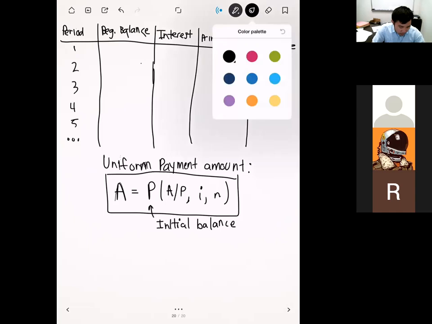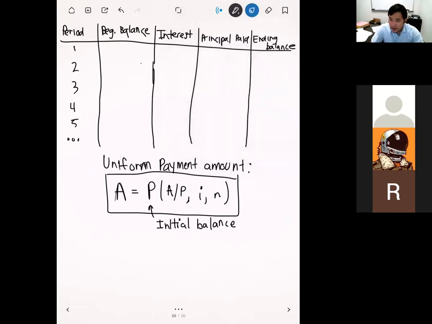Now let's go through each of the columns here and state how you're going to compute them. The period, you don't need to compute. That's just counting up the periods from 1 to however many periods you're going to do. For the beginning balance, for period 1, you're going to put your initial balance here. Because at the very beginning of the loan, you haven't repaid anything yet, so your beginning balance in the first month is just whatever your initial balance is. Then this is going to go down as you go down the table.